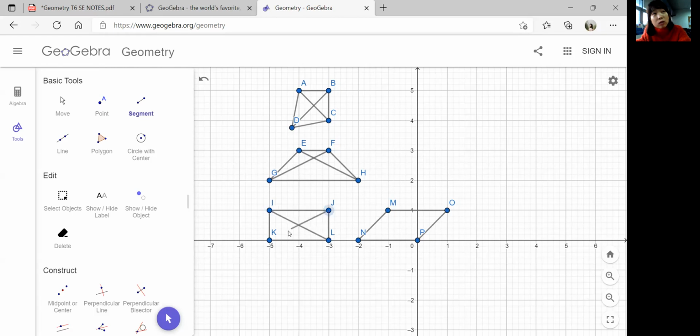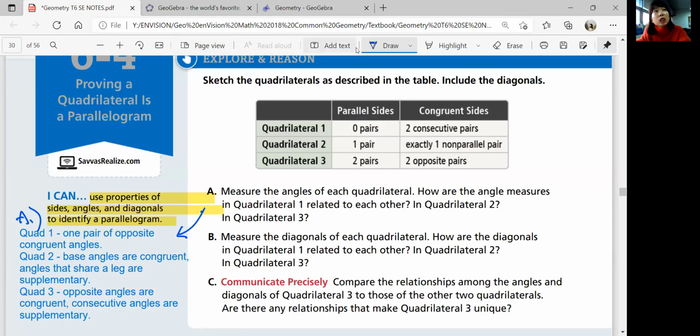Quadrilateral 3, diagonals could be congruent when it's a rectangle, but is it always congruent? No, NP here is gonna be shorter than NO here, right? So not always, but the diagonals bisect each other. They cut each other in half, and diagonals are not always congruent, okay? So let's write that down in part B.